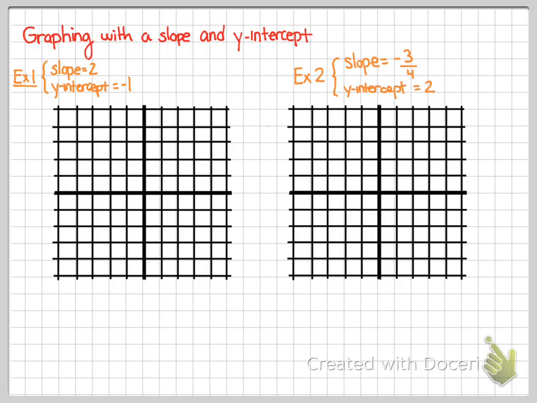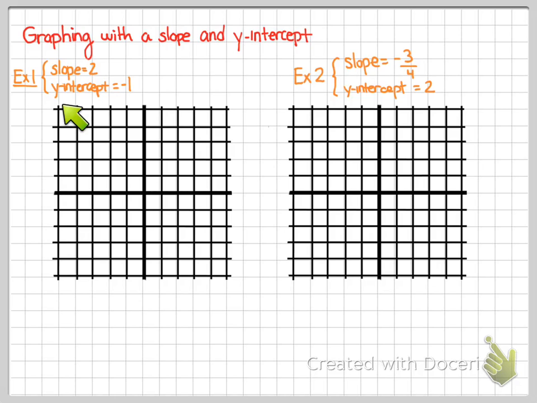So when we look at example 1 here, we know that the slope of our graph should be 2 when we're done, and the y-intercept should be -1. Do you know what piece of information we should start with? When graphing a linear equation, we always start with the y-intercept because that tells us a very specific point on the graph. The y-intercept, remember, is where the graph crosses the y-axis.